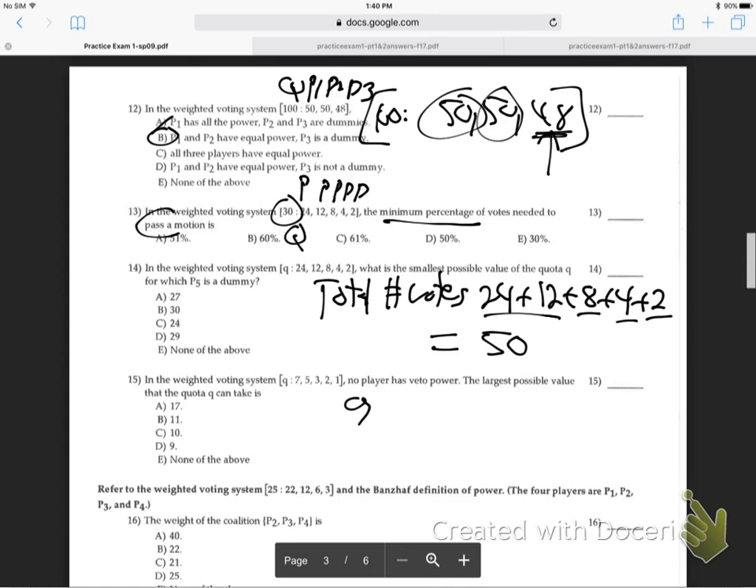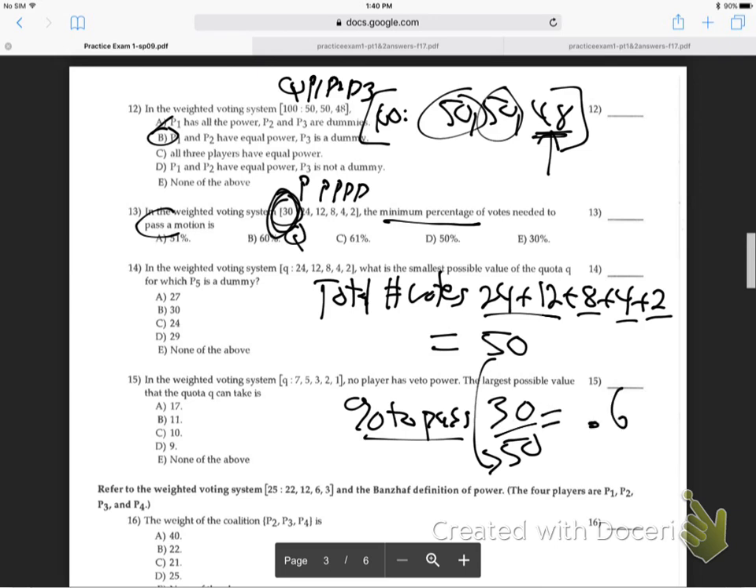So remember, percentage always means part out of a whole. Like if I said, hey, 30% of this class will get an A in the end. That would be a certain number of people divided by the whole number of people, right? Part over whole. That's always what percentage means. So percent to pass something, that would be 30 out of the total, which is 50. The quota is 30 to pass anything. There's 50 total votes that all the different players have. So divide that in your calculator, comes out 0.6.